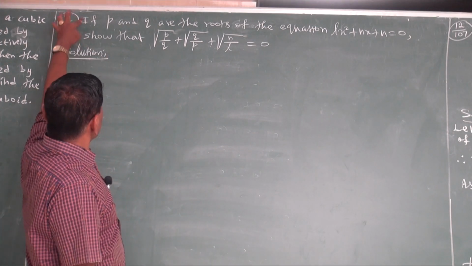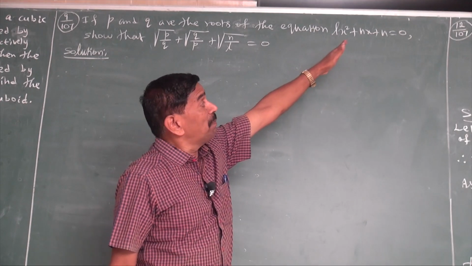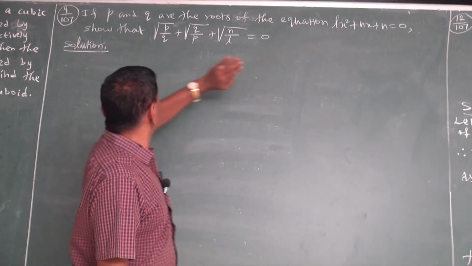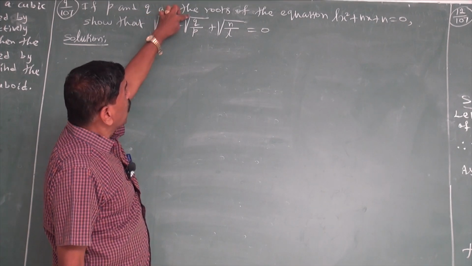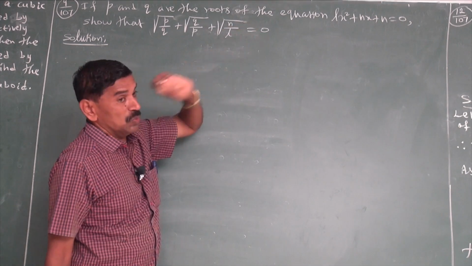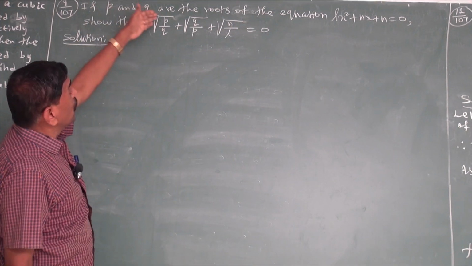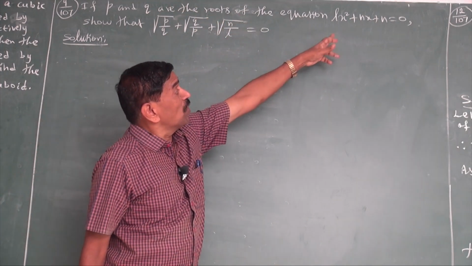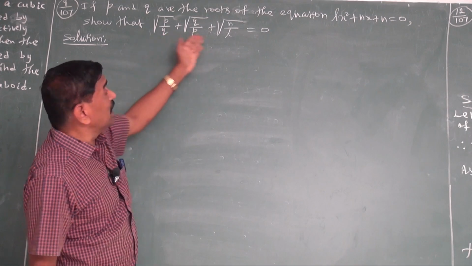Students, listen, the second question is: if p and q are the roots of the equation lx square plus nx plus n equal to 0, then show that square root of p by q plus square root of q by p plus square root of n by l is equal to 0. Here it is a prove-that question. If p and q are the roots of the quadratic equation, then show that. Here there are three terms.